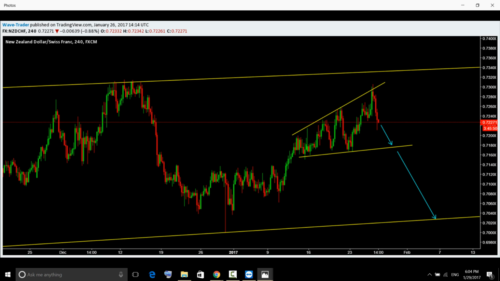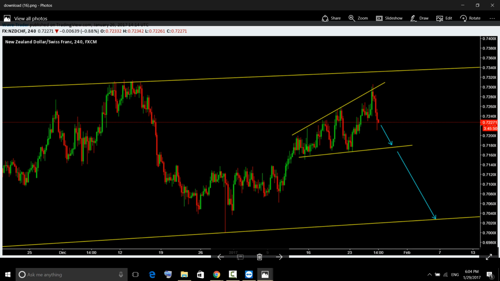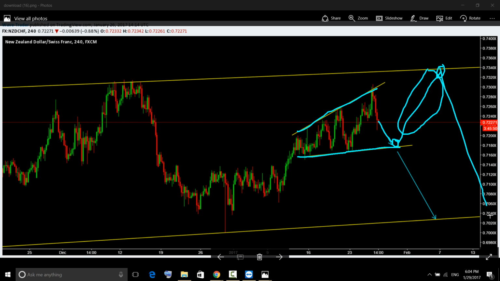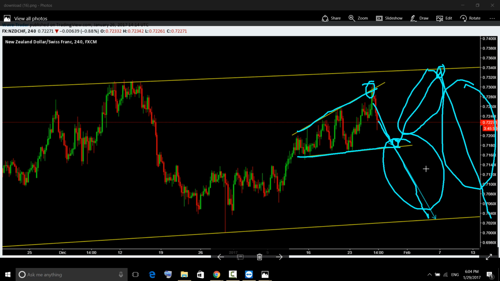The first target is going to be within this pattern, somewhere here, and if price respects and holds this pattern trend line, then the next place to look for a sell is here. Of course you can buy for this much, but for that we need to look at the lower time frame. The big move we are looking for is to the downside, for this move.